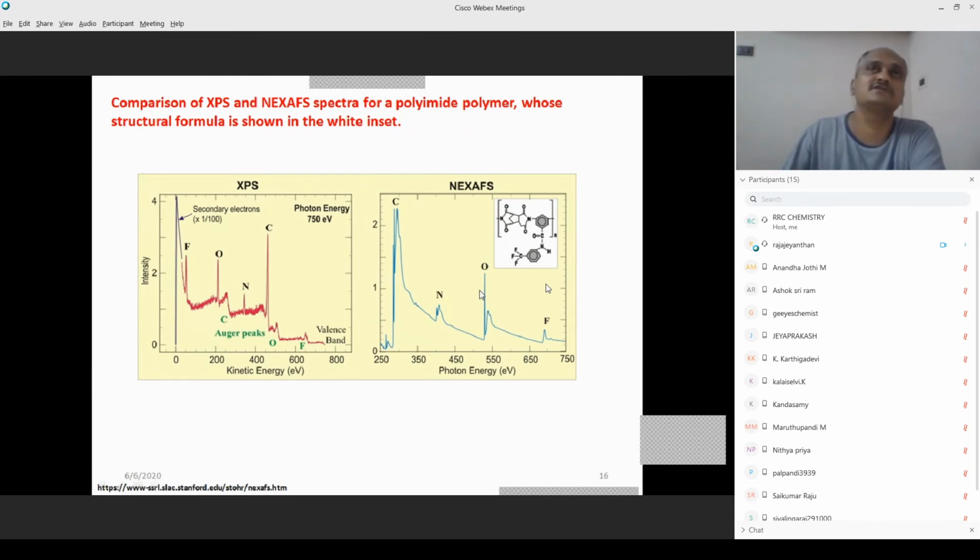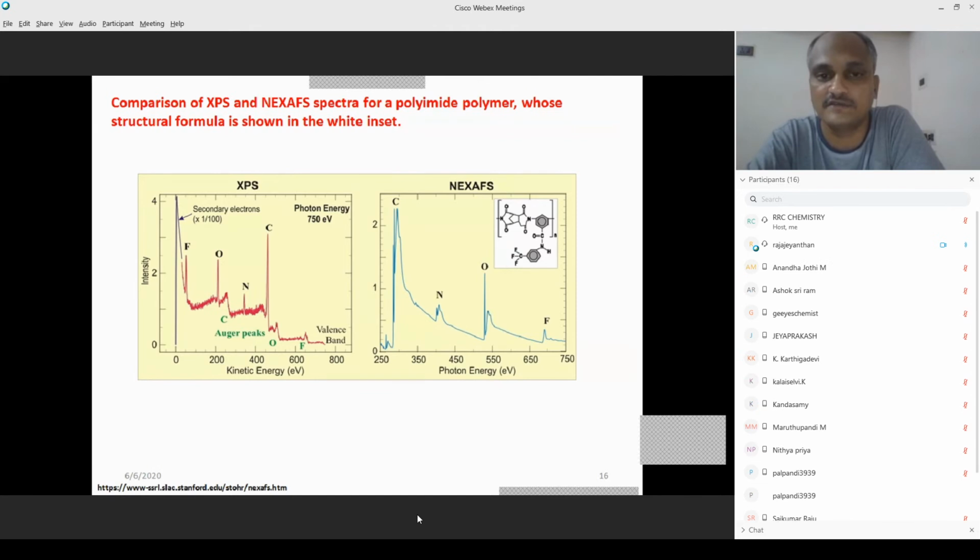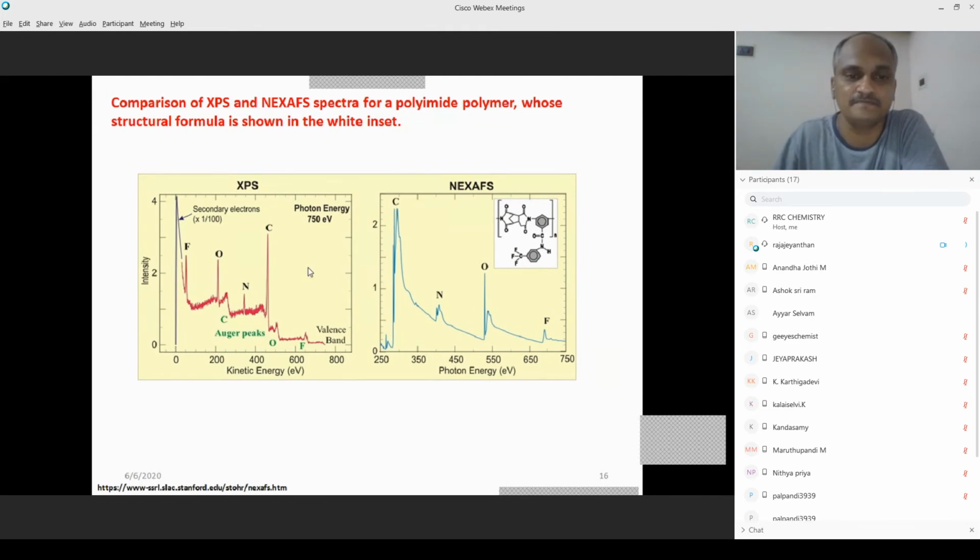So what information is the NEXAFS spectra giving? For example, if you take carbon, there are 3 or 4 peaks. That means the carbon is attached to 4 different types of atoms, that is, 4 different types of bonds are formed because of the attachment with different atoms. This kind of information cannot be obtained directly in the XPS spectra. You can obtain some information by deconvolution of the XPS spectra, but it is a time-consuming process. You have to go for a curve fitting method to see what is inside the XPS spectra. But in NEXAFS, you get a clear picture.